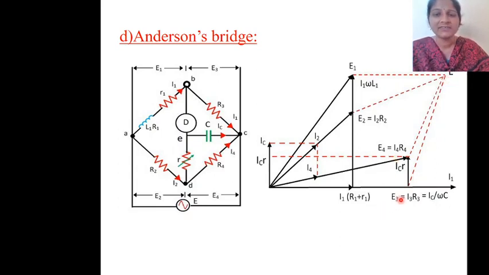And E3 is nothing but I3 R3, which is in the same direction as I1. So I1 R3 is equal to IC by omega C. IC is in this direction, IC by omega C, that is, j represents 90 degrees, so you have drawn it in this direction, IC by omega C. So this is how you need to draw the phasor diagram.